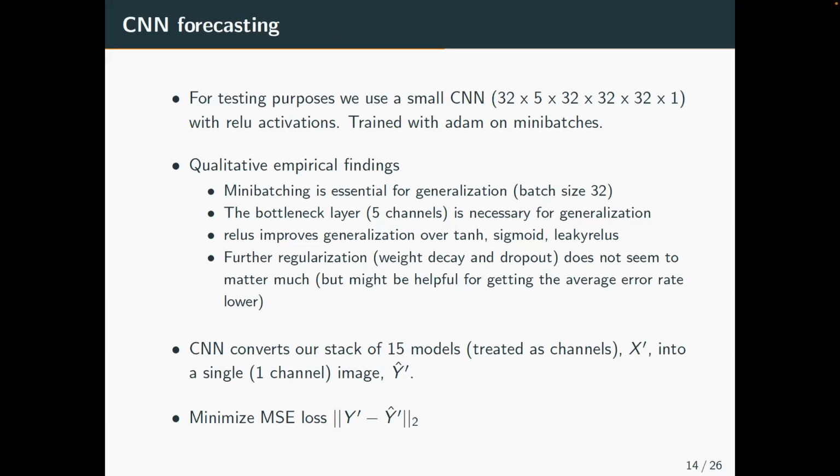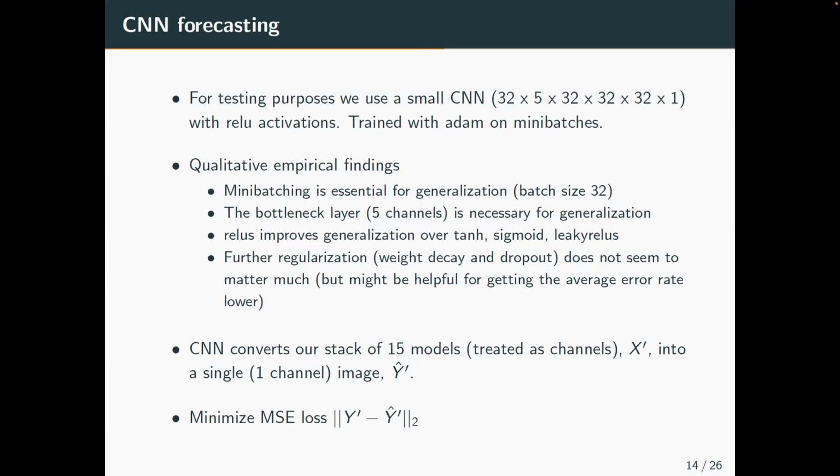For testing purposes, and actually the results I'll show you today, we use a small CNN, which is just 32 by 5 by 32, 32, 32 in one channel. So essentially it takes in our initial ensemble and then spits out a field with just one channel. So essentially just a single field.